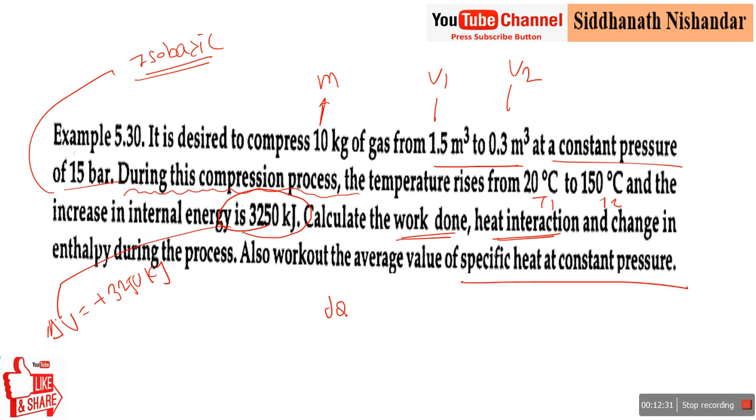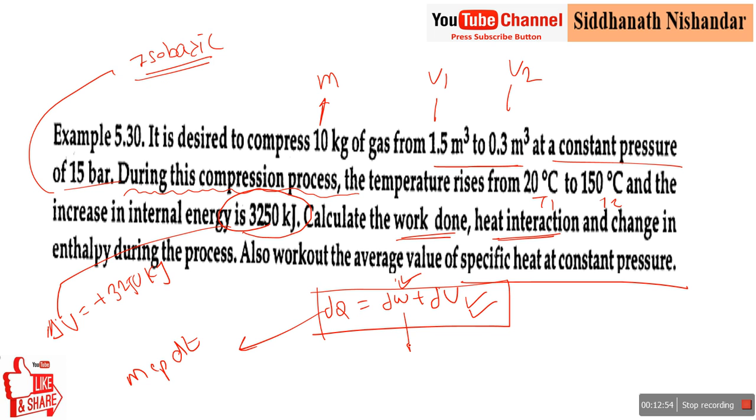So I use the fundamental formula: heat supplied, dQ is equal to dW plus dU. They directly give dU, and we can calculate dW. So there is no need to use the direct formula mcp delta T; rather, we use this basic equation. First calculate work done, that is p dV, and the change in internal energy is directly given, so we can calculate dQ like that.